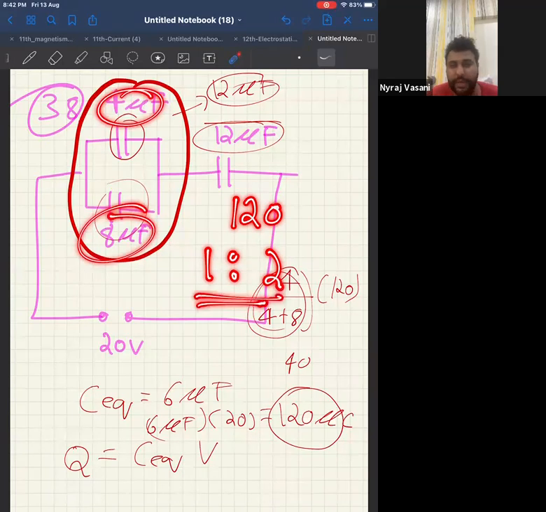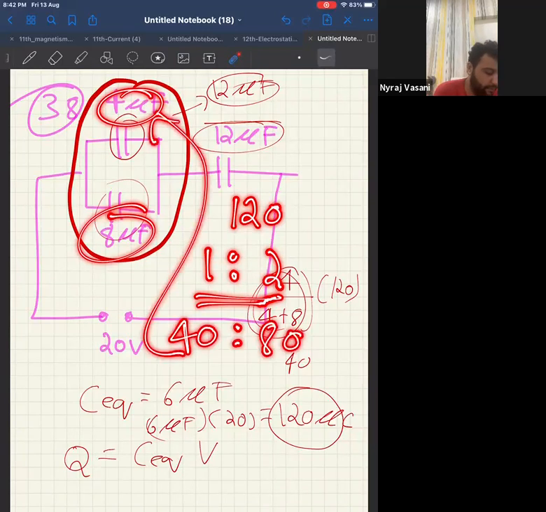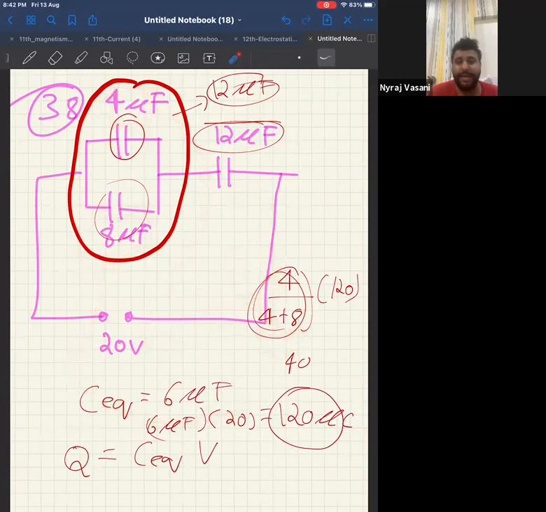Tell me, how will you divide 120 in the ratio 1:2? Can I say the most simple way is 40 and 80? Therefore, the first one will get 40, second one will get 80. This logic will give you charge for both. Okay. Malhar, you told the same thing, but in terms of formula, correct?